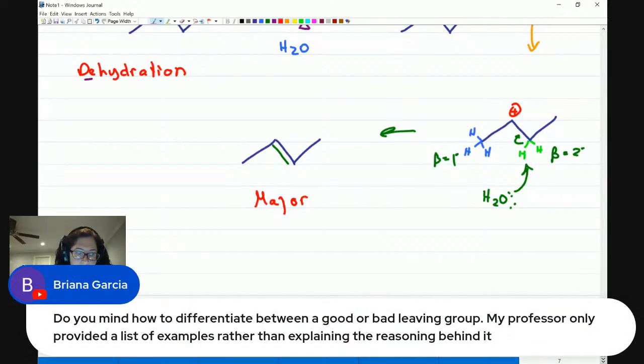Question. Do you mind how to differentiate between a good or bad leaving group? My professor only provided a list of examples rather than explaining the reasoning.